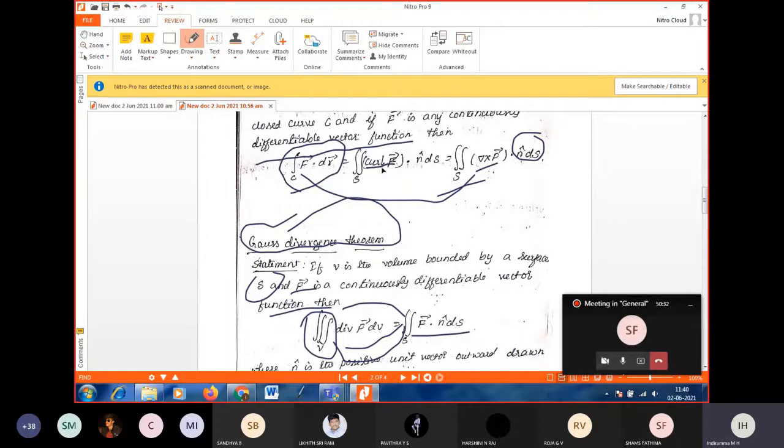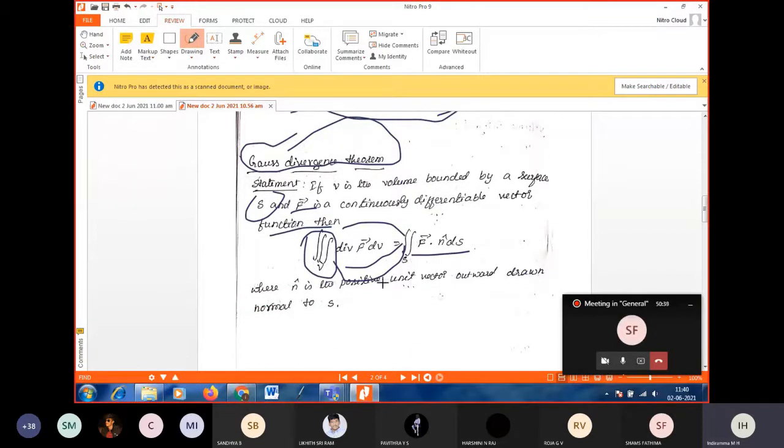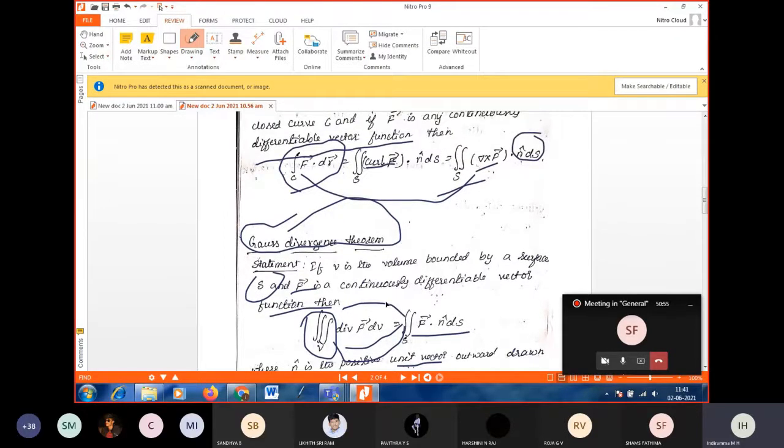Stokes theorem converts a line integral to a surface integral. n cap is the positive unit outward drawn normal to the surface S. So this is about the three integral theorems.